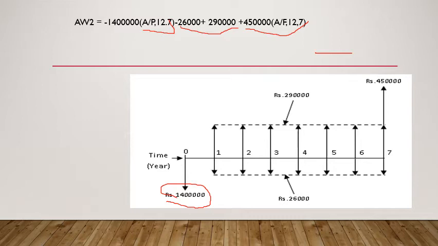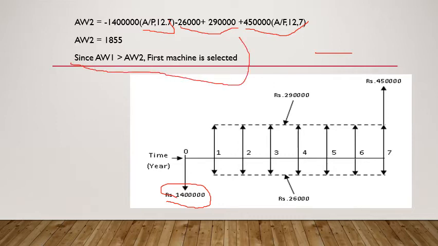Okay, now substitute the values from the factor tables, and you get it as 1855. And we can see that both are positive, and AW1 is greater than AW2, and hence machine 1 will be selected. This is annual worth, and it's also termed as equivalent annual worth. Okay, and the last line is very important, that will carry 1 mark. Please don't forget to write this line.